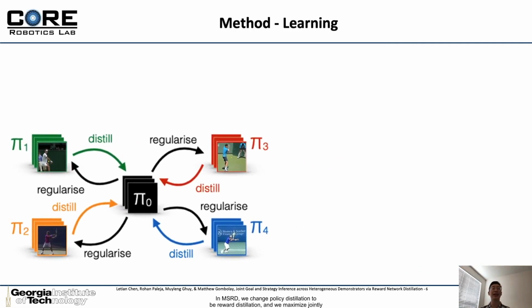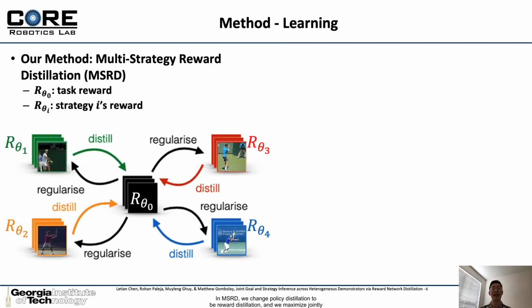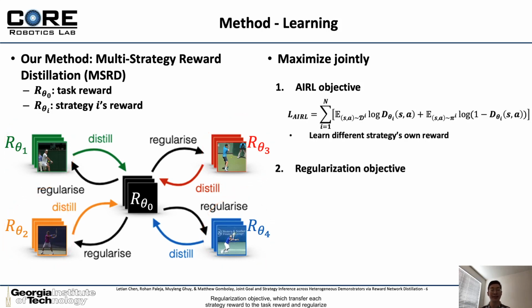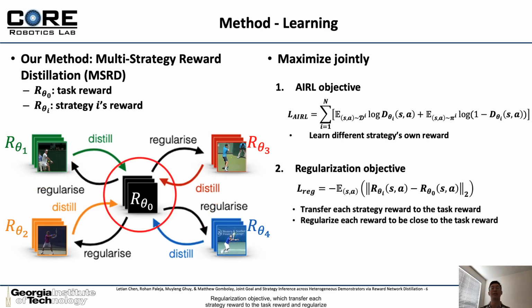In MSRD, we change policy distillation to be reward distillation, and we jointly maximize an AIRL objective, which means peripheral reward learning from demonstration, and a regularization objective, which transfers each strategy reward to the task reward and regularizes each reward to be close to the task reward.